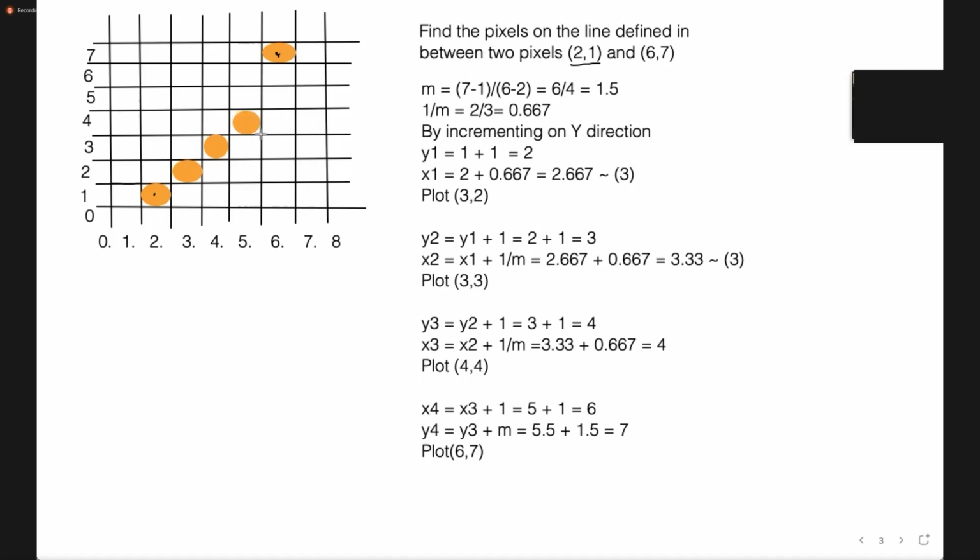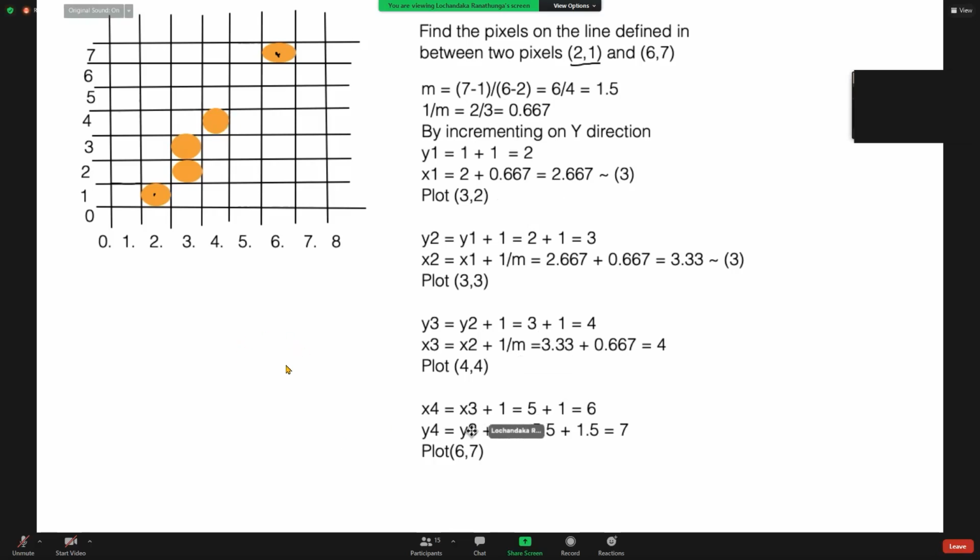Sorry, earlier one also I have made a mistake. 3, 3 is somewhere here. 4, 4 is here. Now, next one.